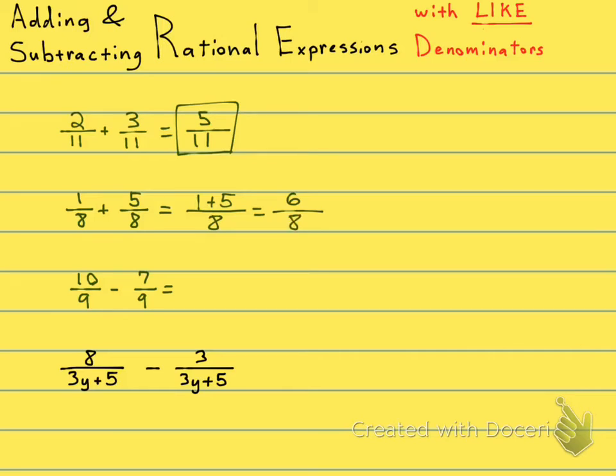Now, 6 over 8 is not simplified. I need to simplify this. To simplify a fraction, you can ask yourself what goes into both of them, or you could turn it into factors, which is what I like to do. 6 is 2 times 3, and 8 is 2 times 4. And I know that 2 over 2 is going to reduce. So 6 over 8 is the same thing as 3 over 4. You always have to put your answers in the most simplified form.